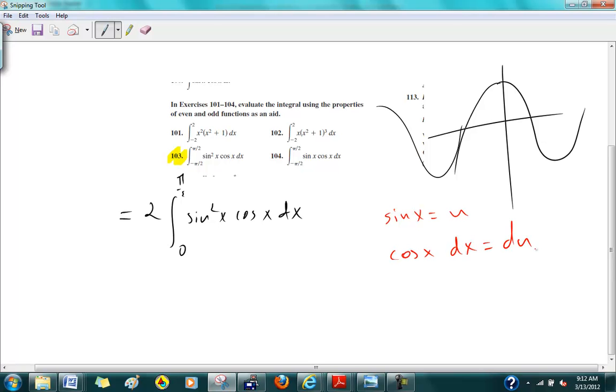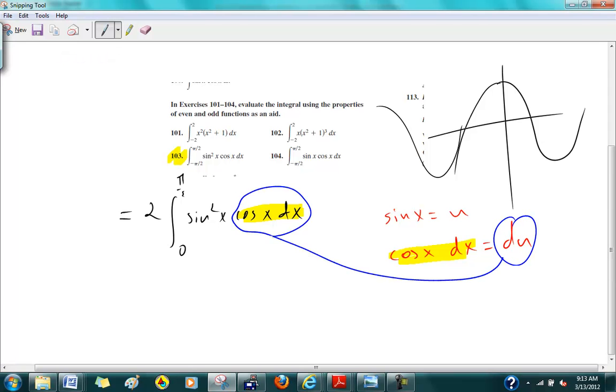Is everybody with me on that? So notice that you've got cosine x dx right here, and you have it right there. So what you're going to do is take this du and put it in place here. Then this becomes 2 du. And in place of sine squared x, you're going to write u squared.